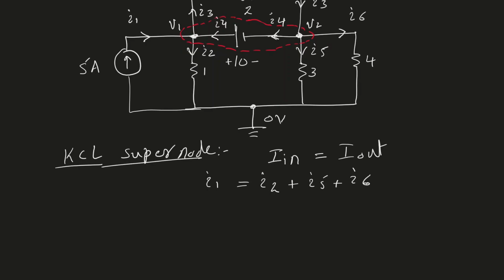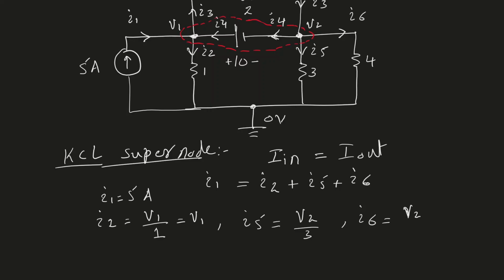First of all, I1 is 5 ampere. I2 is V1 divided by 1 ohm, which is just V1. I3 we do not need to consider. I4 we will not consider. I5 is V2 minus 0 divided by 3. And finally, I6 is V2 minus 0 divided by 4. So these are our different currents.